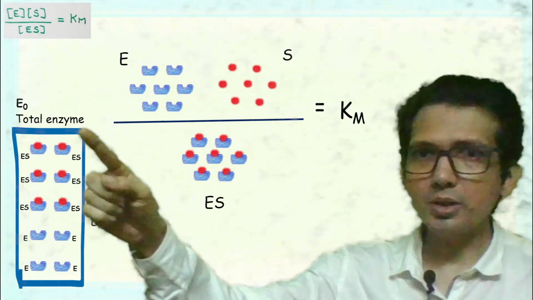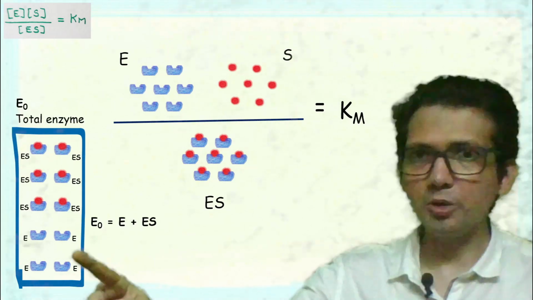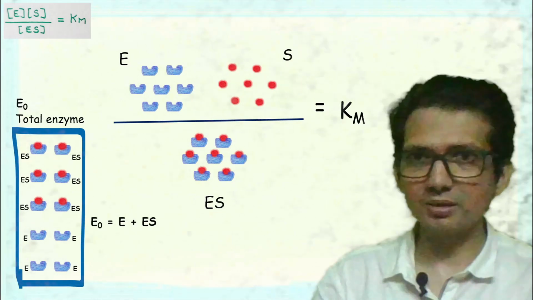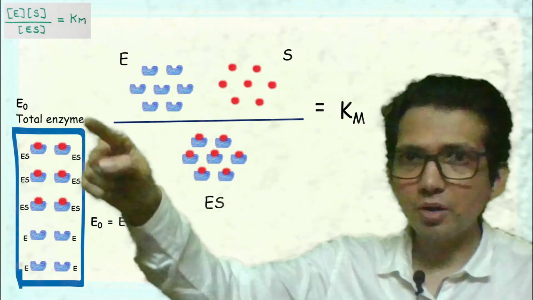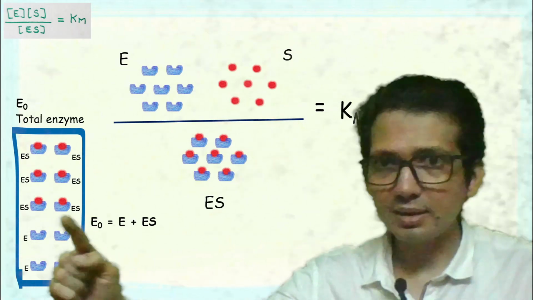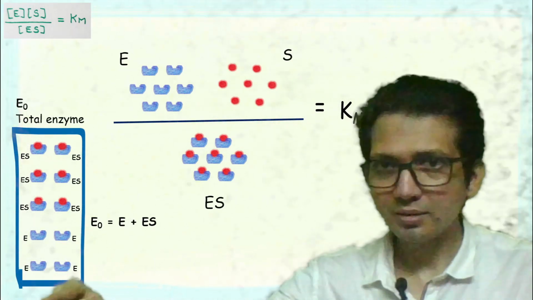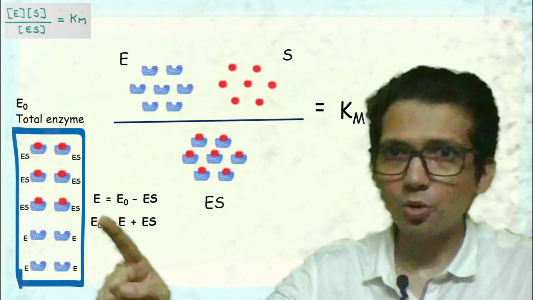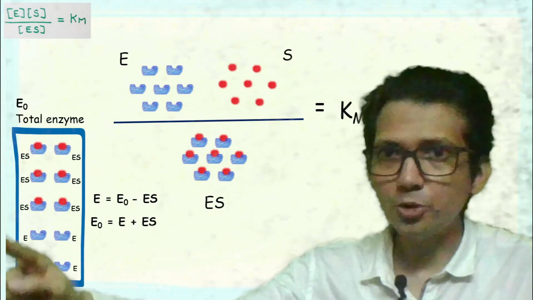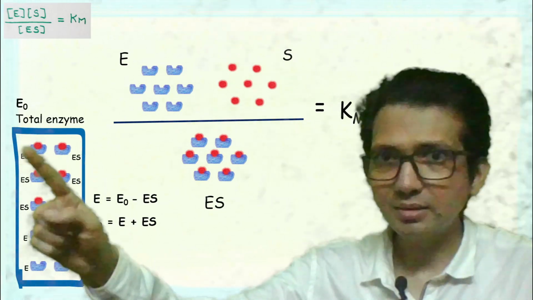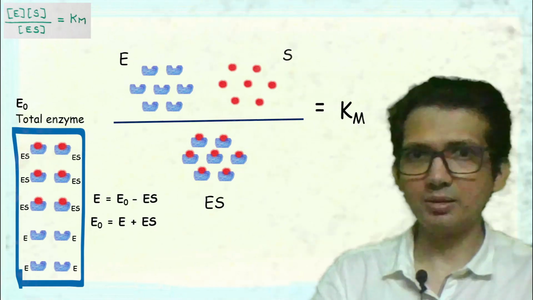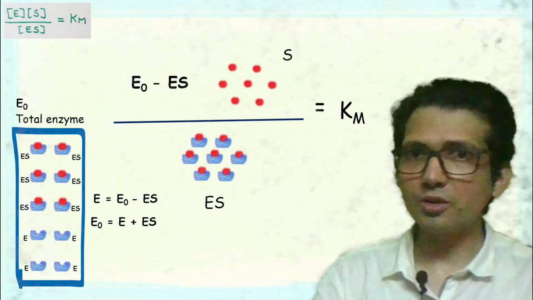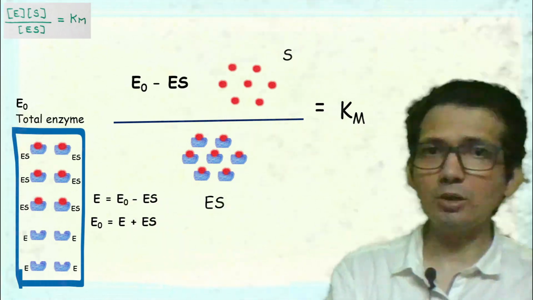Now, the total enzyme E0 is equal to free enzyme E plus this ES complex. So the free enzyme over here, which represents this part, this has to be replaced by this one. So E is equal to E0, the total enzyme, minus ES complex. So the value of E can be replaced here and we get this equation.